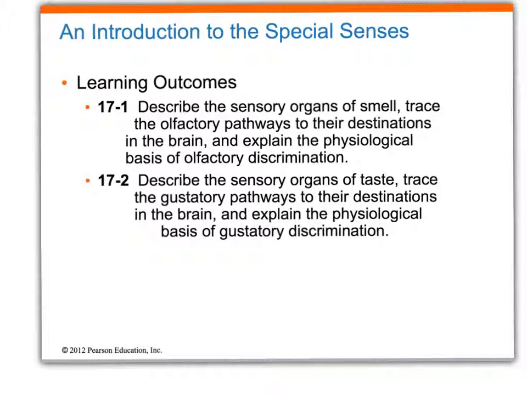So our learning outcomes from the chapter are to describe the sensory organs of smell and taste. Those are the 2 special senses that we're going to be working on in this part of the lecture on the senses. So we're going to look at the olfactory pathways and how they work, and the gustatory pathways and how they work.